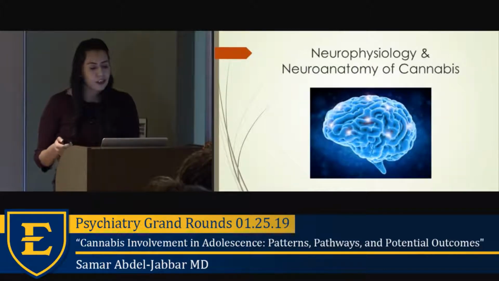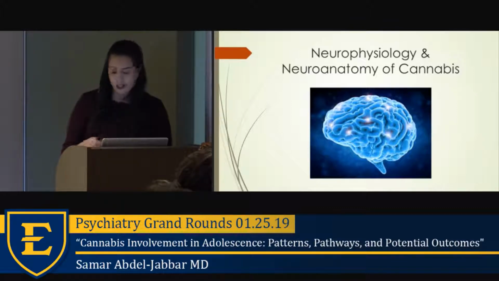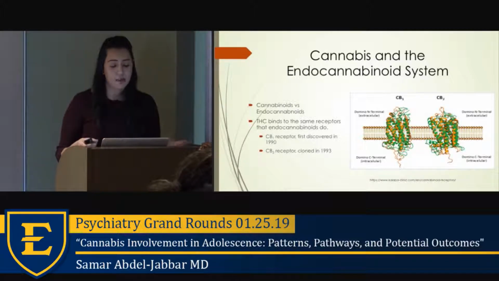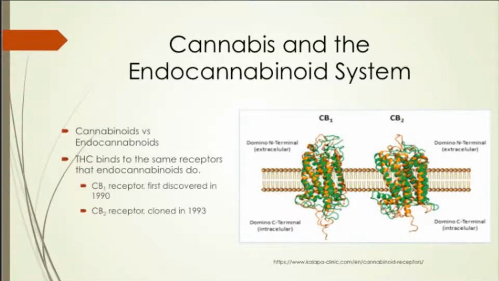All right, we're going to shift gears a little bit and talk a little bit about the neurophysiology and neuroanatomy of cannabis. As we've already established, marijuana has a main psychoactive chemical called THC and a second major active chemical called CBD. But cannabis has more than 100 compounds that affect the human body, and they're called cannabinoids.